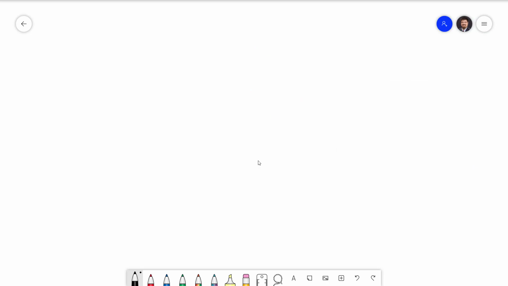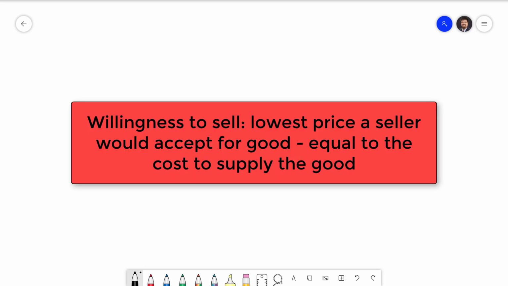Next, we're going to think about economic well-being on the seller side. We're going to use producer surplus to measure that. But before we get into that, let's think about the seller's decision to sell. This comes down to the price that they can get for the good and the cost that it takes for them to supply that good. We can think about an individual seller's cost as their willingness to sell, the minimum price they would be willing to accept for a good.